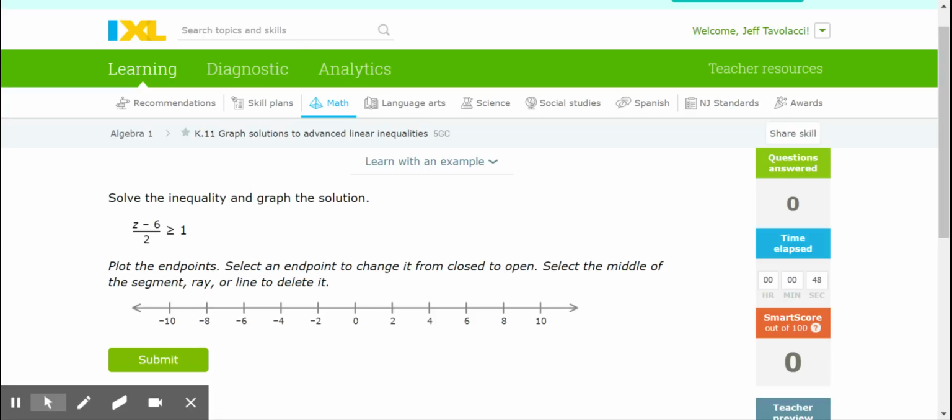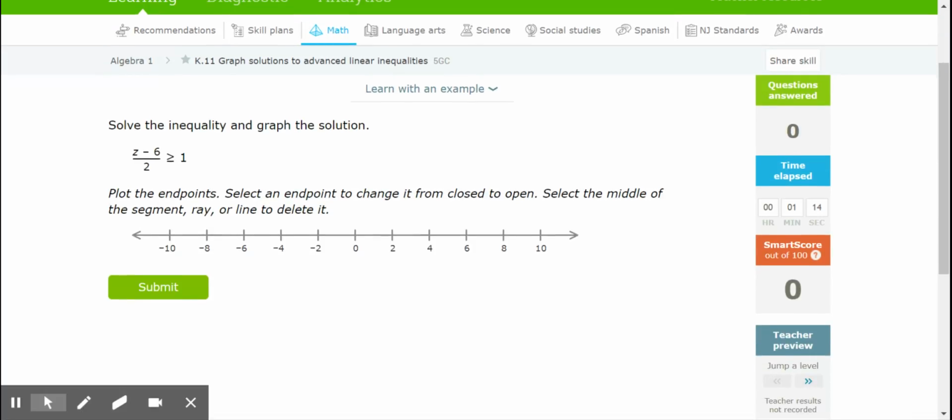Okay, now we are on K11, graph solutions to advanced linear inequalities. And once again, it's not really advanced, there's just a couple more steps in order to solve. But you guys have solved much more difficult equations in the past. We're going to use the same techniques, except we're going to have to pay attention to that one rule for inequality: we have to flip when we're dividing or multiplying by a negative value.